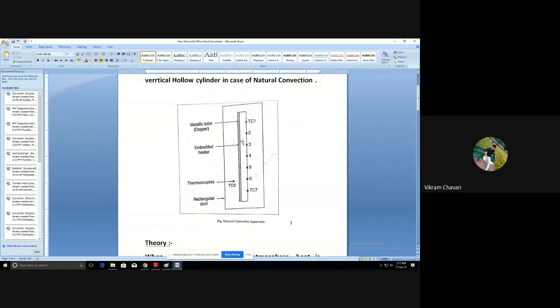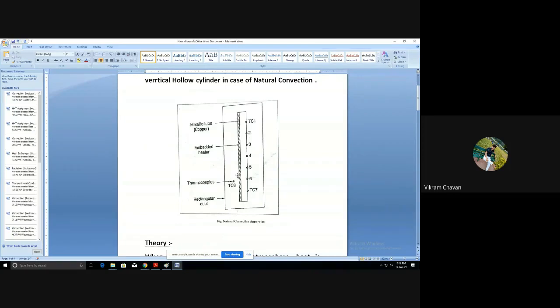looks like. We have discussed that the 7 thermocouples are placed over the surface of the tube, and they will measure the temperature of that particular tube, whereas the 8th thermocouple is placed outside the tube, not on the surface of the tube. It is freely suspended in the duct, and it will measure the surrounding temperature or the ambient temperature.